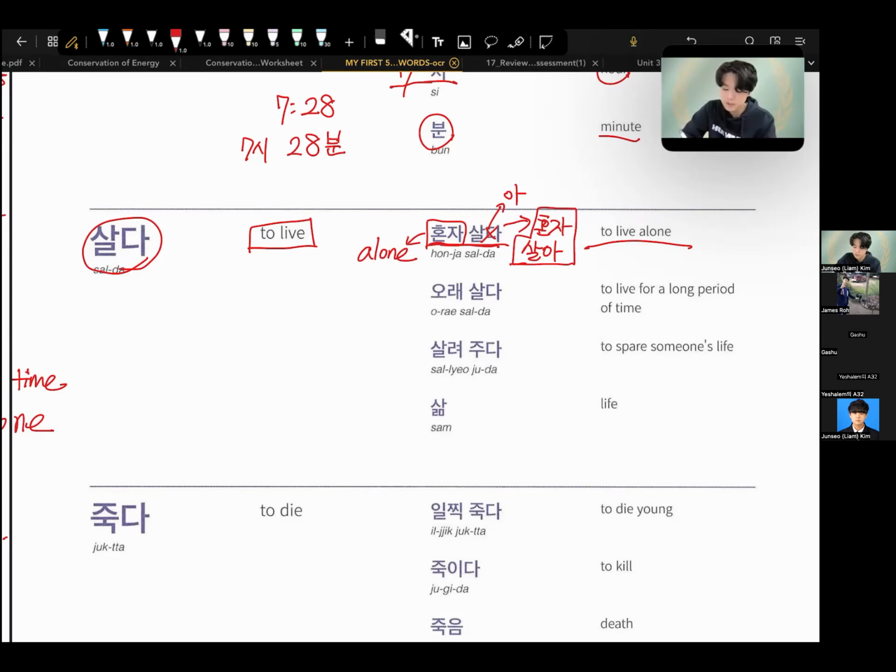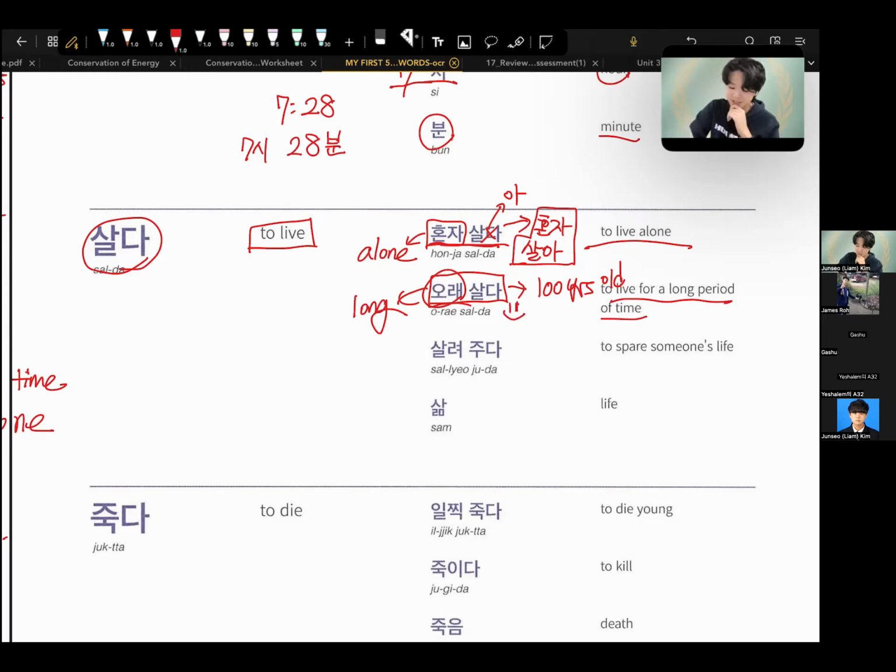And then, can you follow after me? 오래 살다. Nice. 오래 means long. So 오래 살다 means to live for a long period of time. Like you live until 100 years old. So this is very, very 오래 살다, right? This means you live for a very long time. So it's a good thing. 오래 살다 is a good thing.